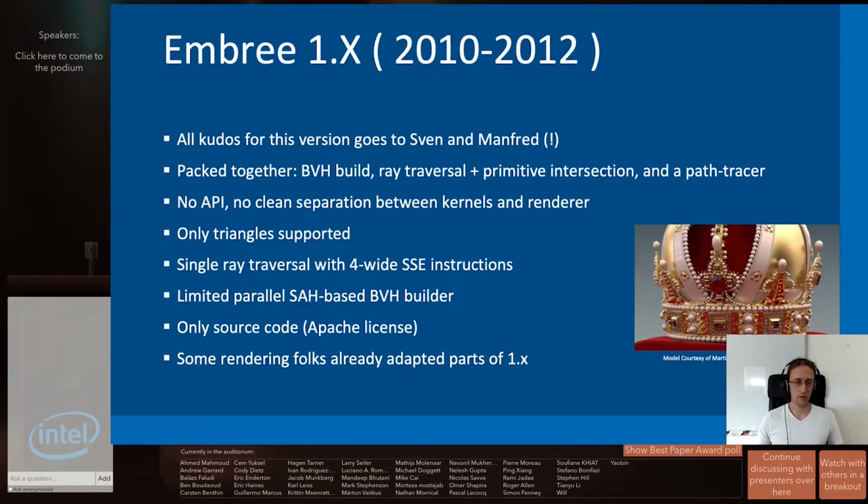The important thing to note is that there was no clean separation between the kernels and the renderer. There was no real API. Everything was kind of glued together. And the feature set was pretty limited. Only triangles were supported, only forward SSE instructions. And for example, the SAH-based BVH builder was pretty limited and not very fast.